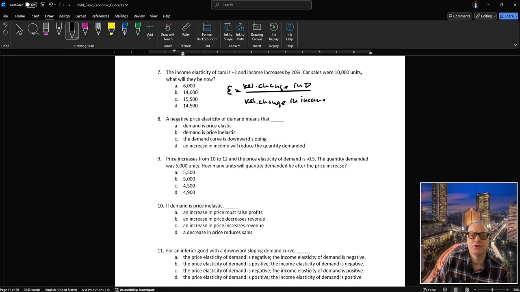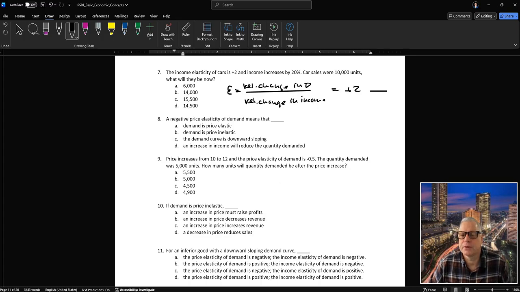And we know that this value is positive 2. Okay, so what do we know? We know that the relative change in demand is 2, and we know the relative change in income increases by 20%. Okay, good.